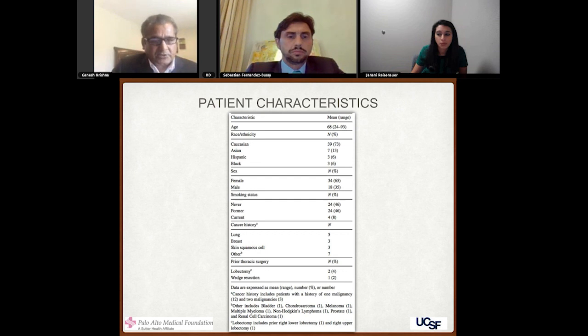So these are the patient characteristics. The mean age was in the 7th decade, and the distribution based on race and ethnic groups was in line with the population that we serve. Smokers and non-smokers were equal in distribution, with some current smokers. Patients with a prior history of malignancies were included. We also included patients with prior lobectomy or wedge resection. One of the patients had an upper lobe resection, another patient had a lower lobe resection, and the third patient had a contralateral wedge resection.